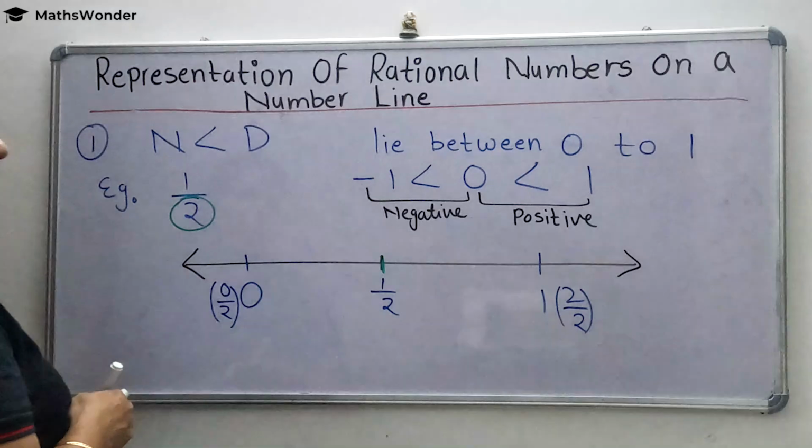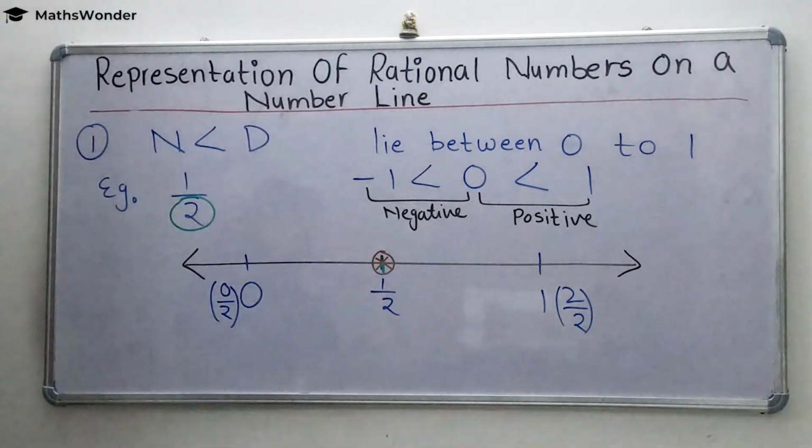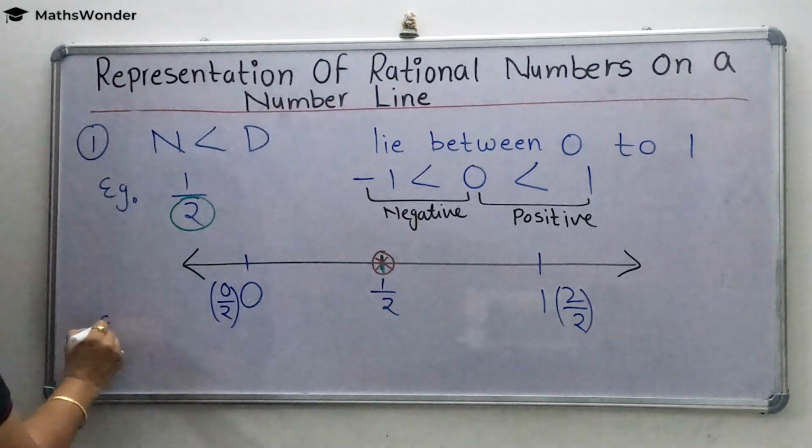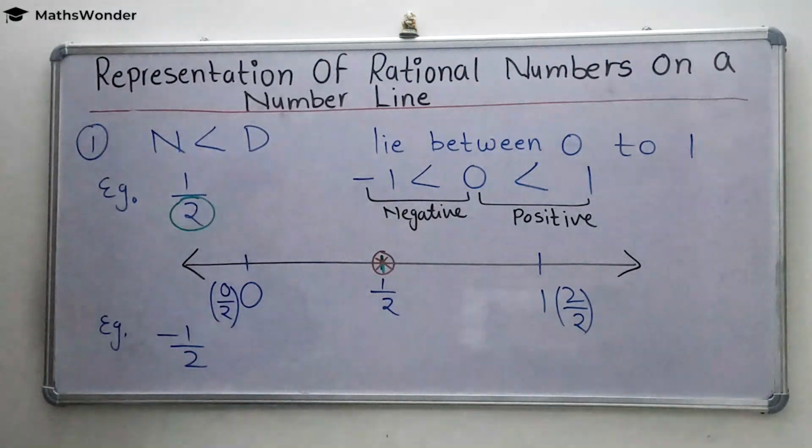So which number do you have to represent here? The rational number 1 over 2. So this is your answer. Can't you write 1 over 4 here too? Wait, I will tell you. Now come to negative 1 over 2. How will you represent negative 1 over 2 on your number line?